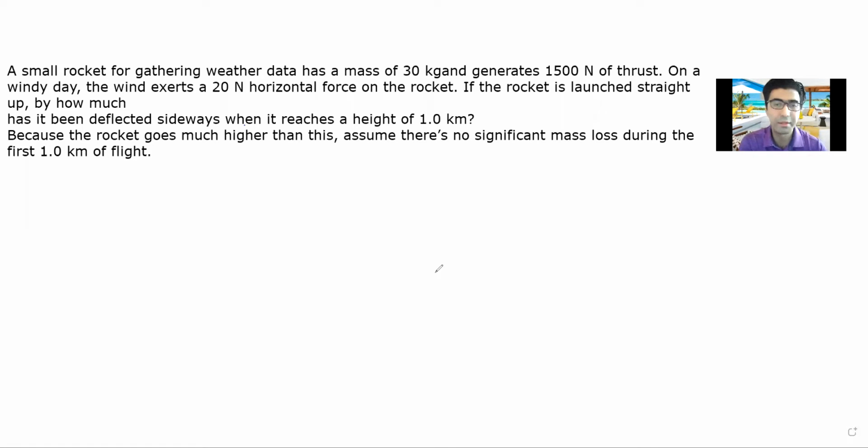based on what we said in the problem solving strategy. So I'm going to write down all given information, either direct or indirect information. The first one is the mass of the rocket, which is 30 kilograms. I'm going to write it down here. So mass equals 30 kilograms. And we have this thrust force, so I'm going to write it down here.